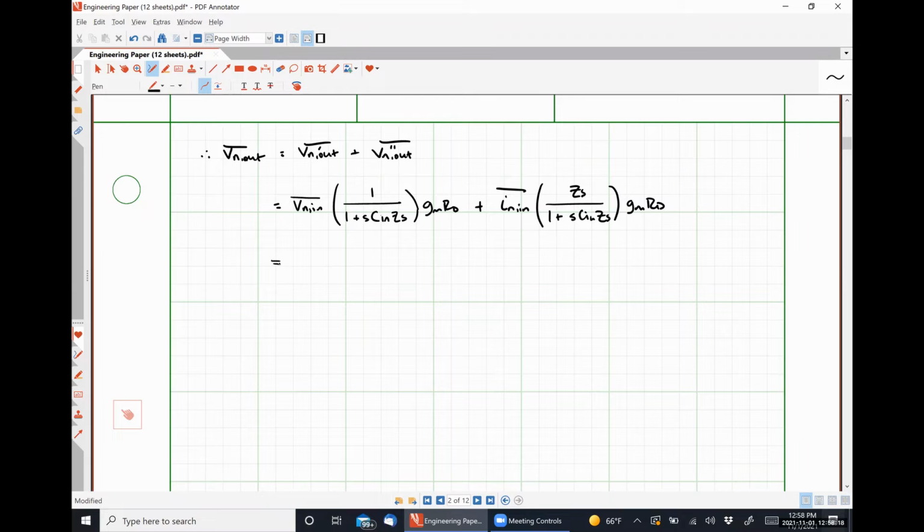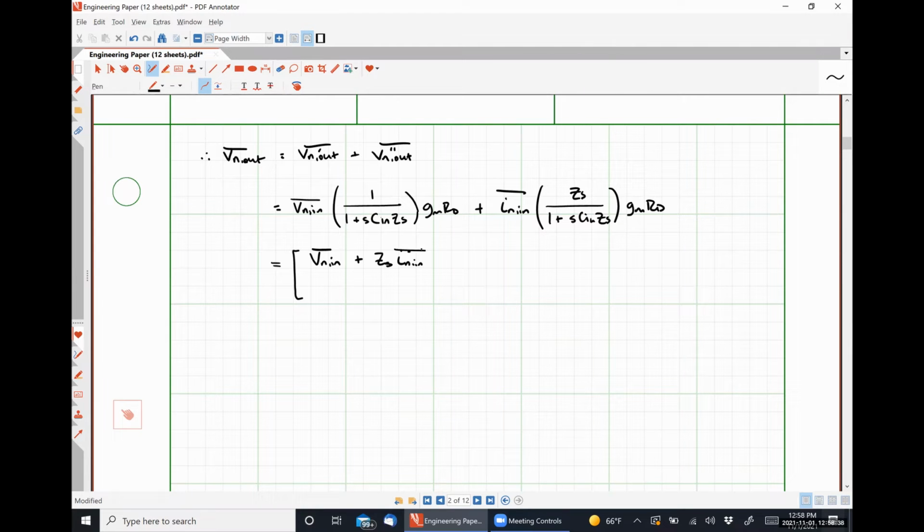which is going to look like VNN plus ZS multiplied by IN in, divided by 1 plus SCN ZS. This whole thing multiplied by GMRD. Everybody okay thus far?